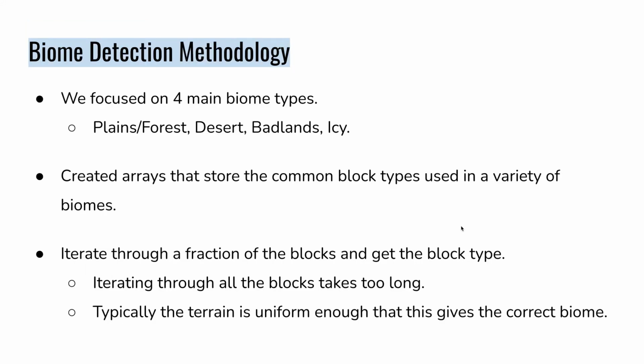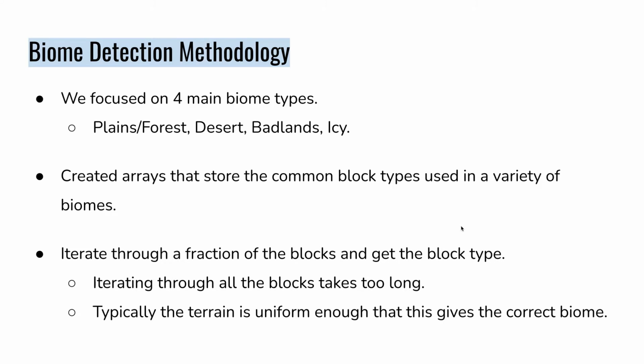Next, I'll describe how we achieved our biome detection. We focused on 4 main biome types. These types are the plain/forest type biomes, desert biomes, badlands biomes, and icy biomes. In order to detect the biome of the given terrain, we started by creating arrays that store the common block types found in each of these biomes.